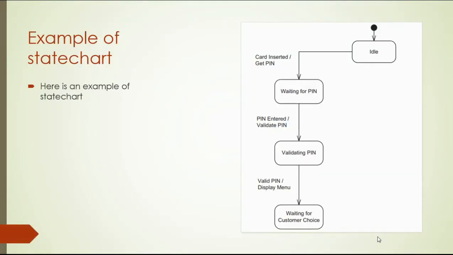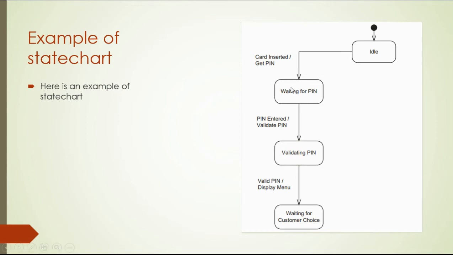Here is an example of a state chart. This example for bin validation, as the figure shows, has only four states: idle, waiting for the bin, validating the bin, and waiting for the customer choice. As events here, we have card inserted, and then the action is get the bin, then move to the next state, which is validating the bin.